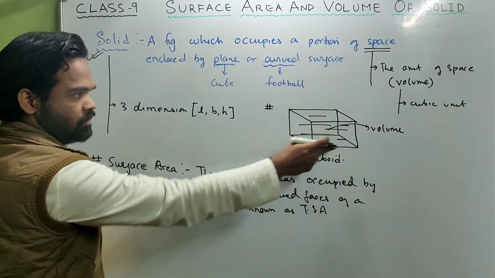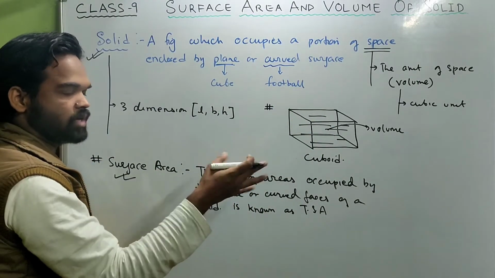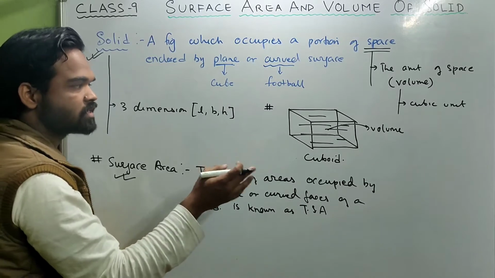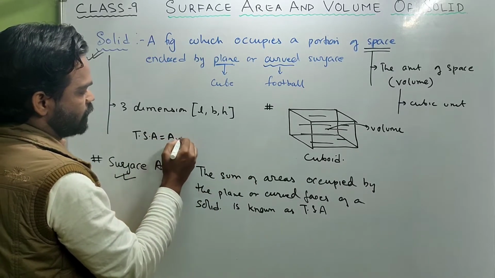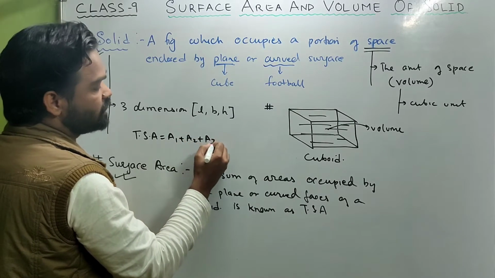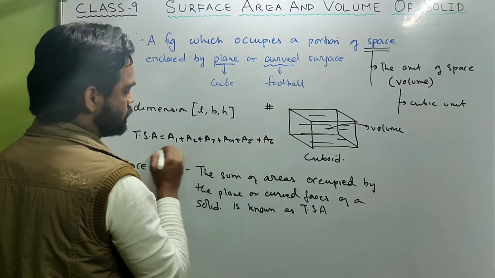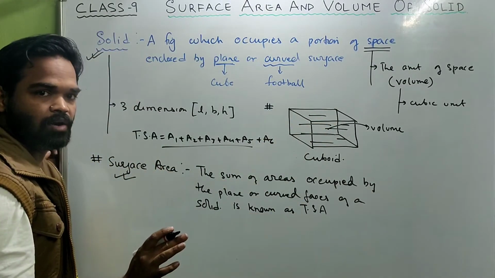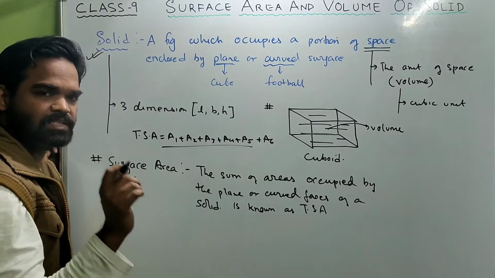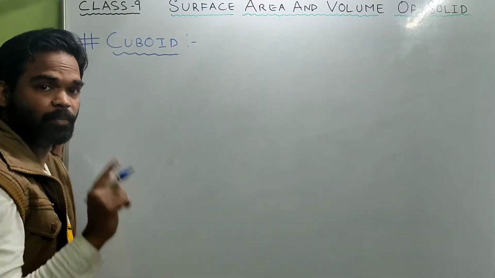For example, if you see this cuboid, this has 6 faces, so the sum of areas of all the 6 faces is known as TSA. A1, A2, A3, A4, A5, A6, because you see there are 6 faces. Am I clear or not? Now let us discuss cuboid and cube separately. Now let us talk about a cuboid.